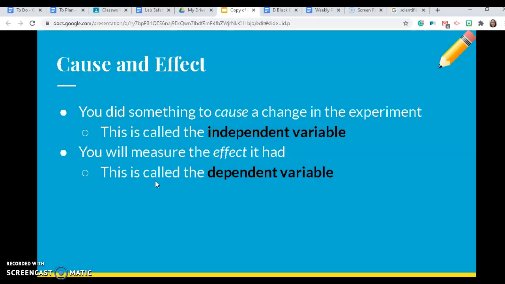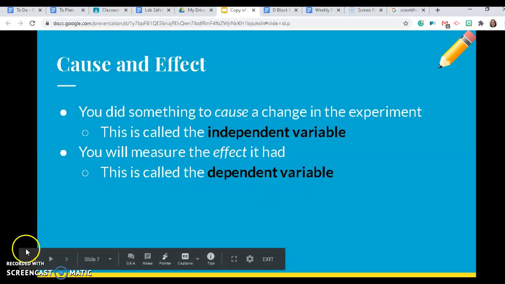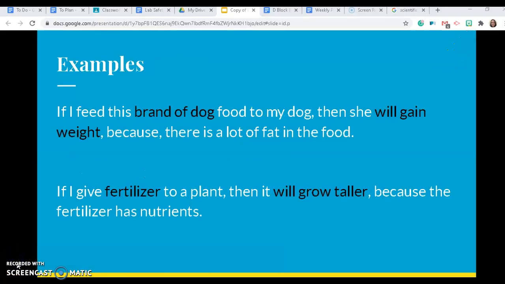You can think of this as cause and effect, since you will cause a change in an experiment and it will have an effect on your results. The effect is the dependent variable, and this is what you measure. This is the other reason why we need to write if, then, because statements for our hypotheses, because using that format lets us identify both the independent and dependent variables that are in our experiment.